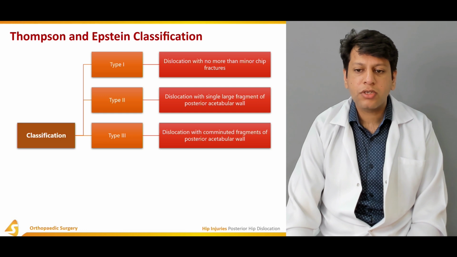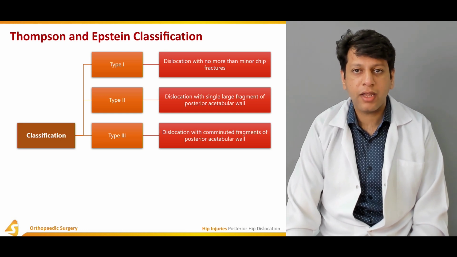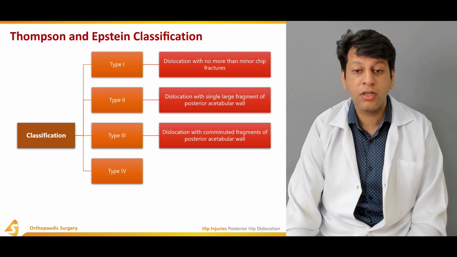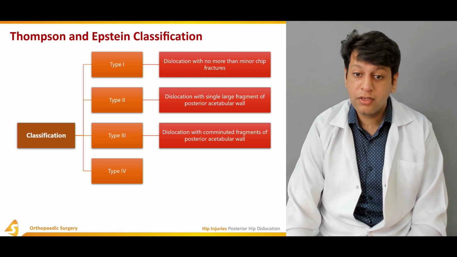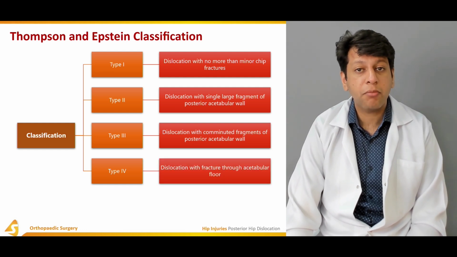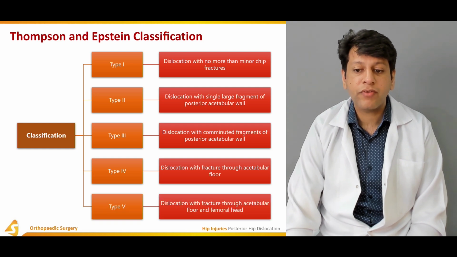Type 3 is dislocation with comminuted fragments of the posterior acetabular wall. That is something which is very much visible. There is a comminuted fracture of the posterior acetabular wall, which may require fixation as well. Type 4 is dislocation with a fracture through the acetabular floor. And type 5 is dislocation with a fracture through the acetabular floor and femoral head.